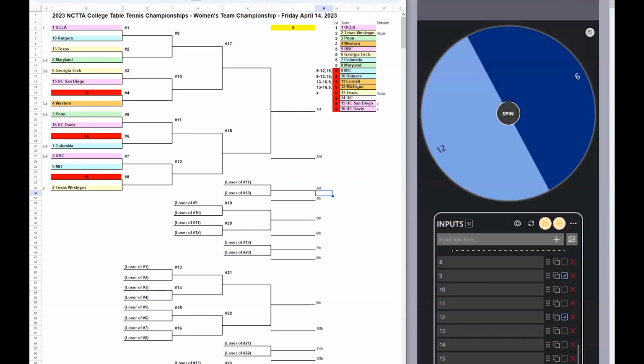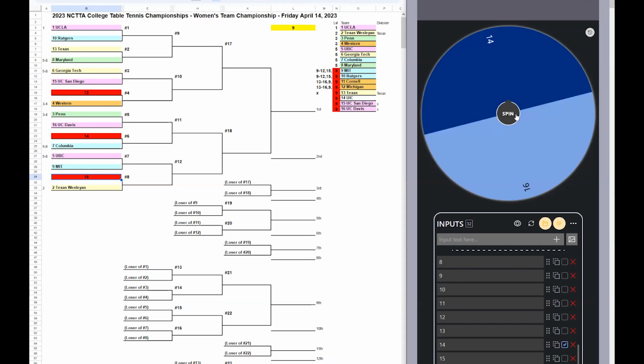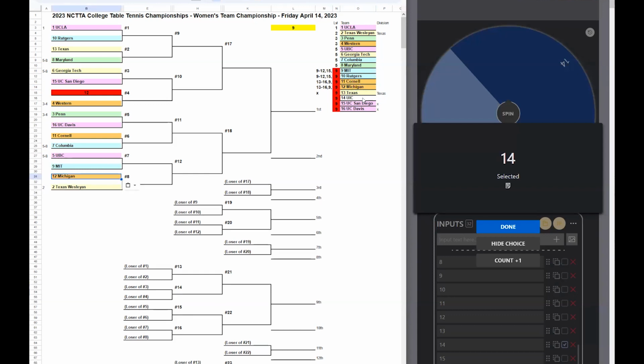So there are 3 teams left: Cornell, Michigan, and UIC. Clearly, Cornell and Michigan cannot go here. So Cornell and Michigan are going to take 14 and 16. So we will spin for Cornell. Cornell is position 14. Michigan is position 16. UIC takes this last spot here. Okay.